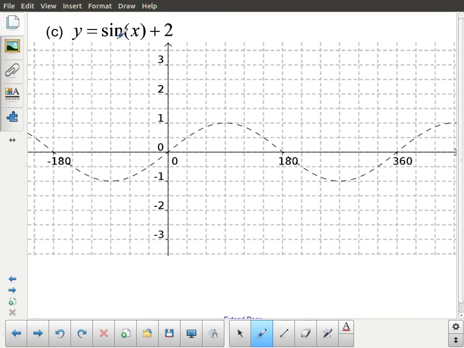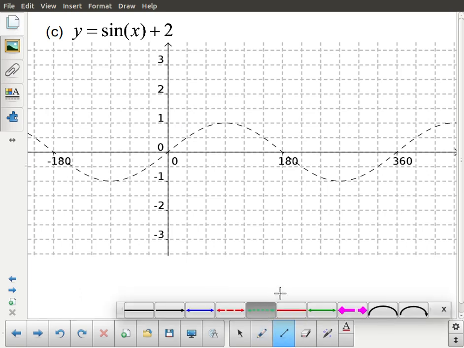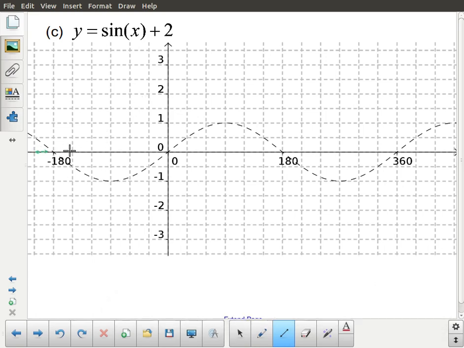Okay, sine of x plus 2. Now we could continue to do this just with raw transformations using the points. But another way to look at this, which I find is quite often quicker than transforming all of your points, is to start off by looking at some of the key features.